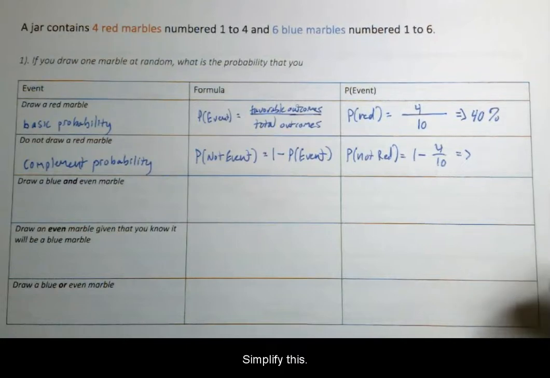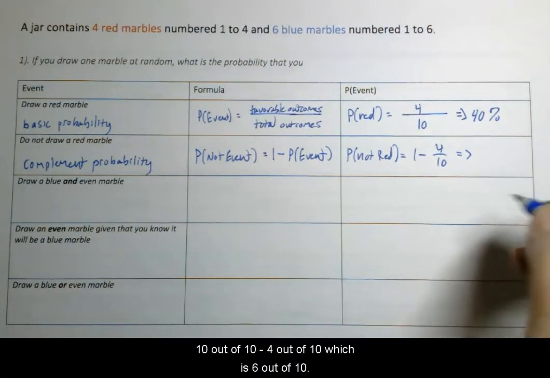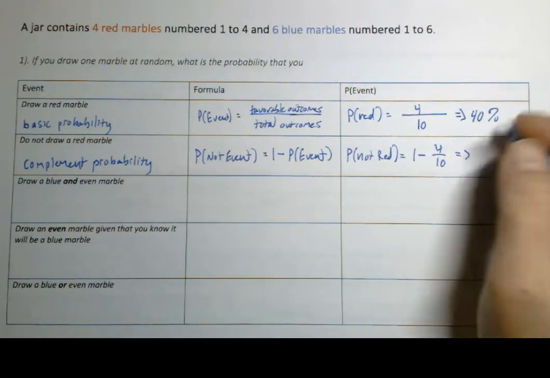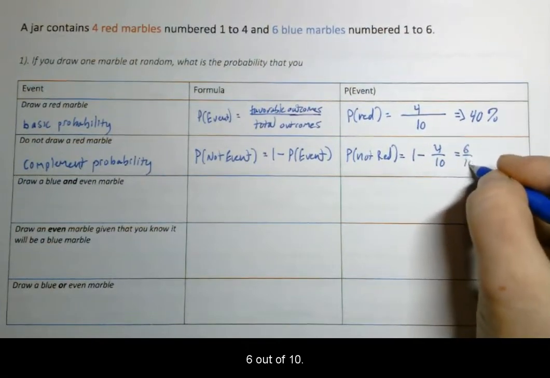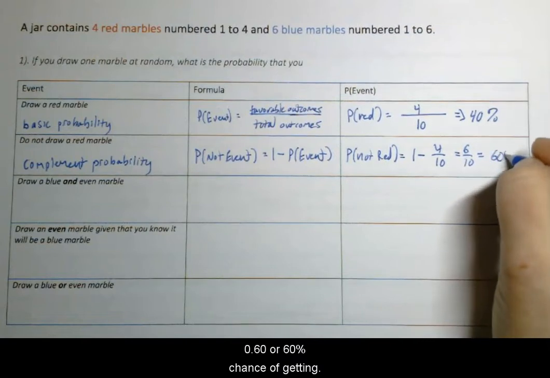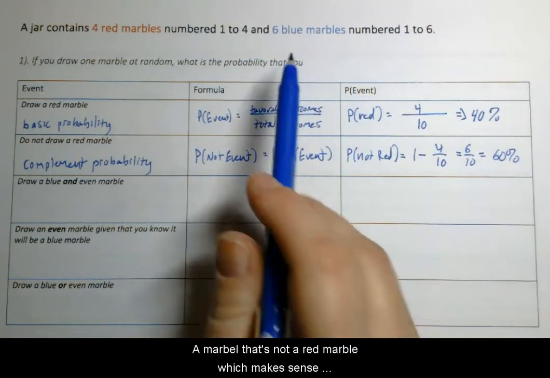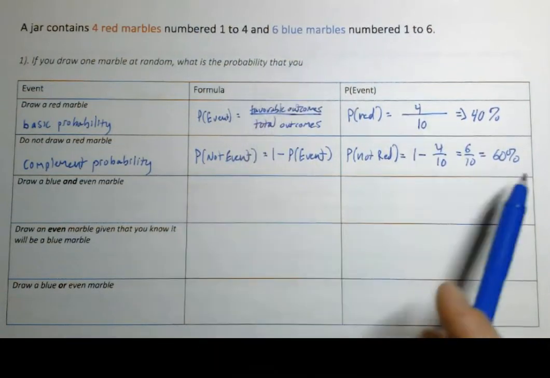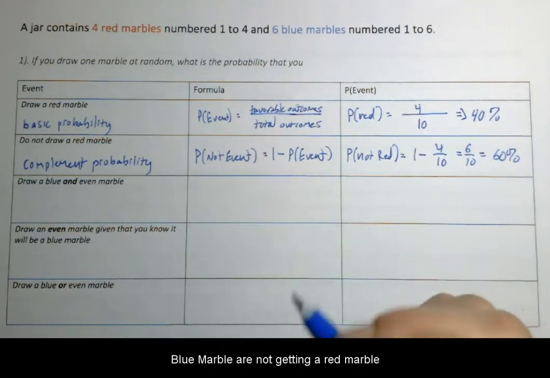So if we simplify this, 1 minus 4 out of 10 would be 10 out of 10 minus 4 out of 10, which is 6 out of 10. So that equals 6 out of 10, which is 0.60 or 60% chance of getting a marble that's not a red marble, which makes sense because 6 of the marbles in the jar are not red, they're blue, right?